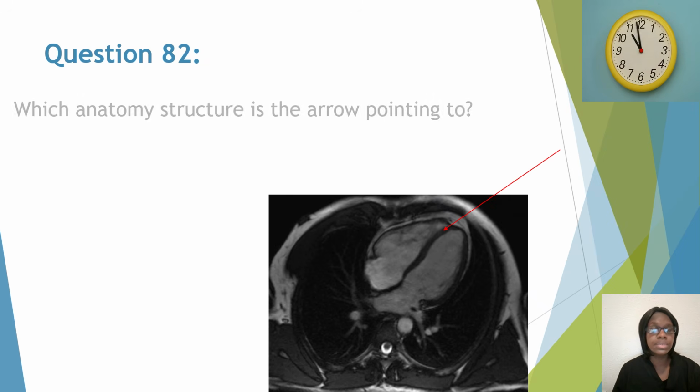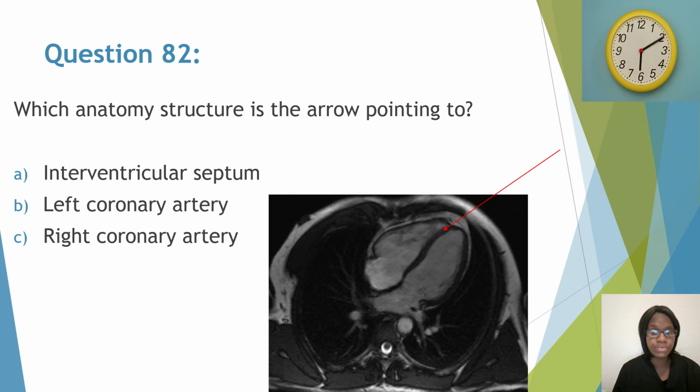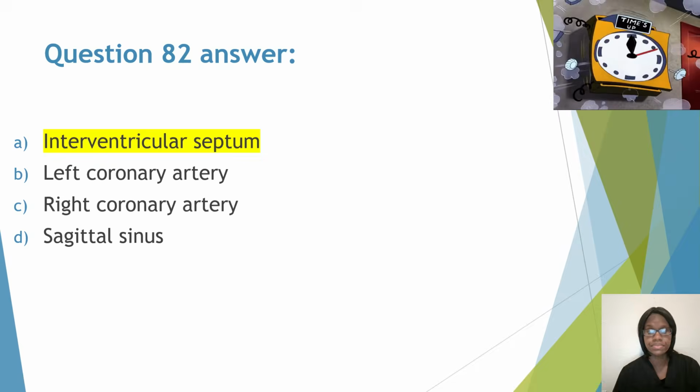Question 82. Which anatomy structure is the arrow pointing to? A, interventricular septum. B, left coronary artery. C, right coronary artery. D, sagittal sinus. All right, the correct answer is A, interventricular septum.